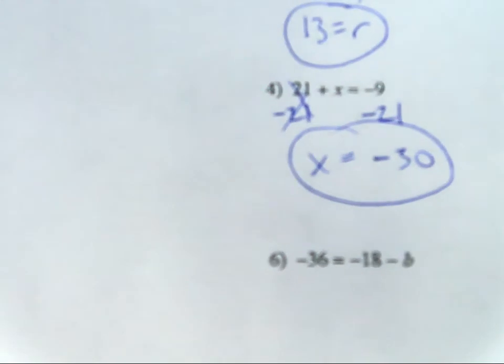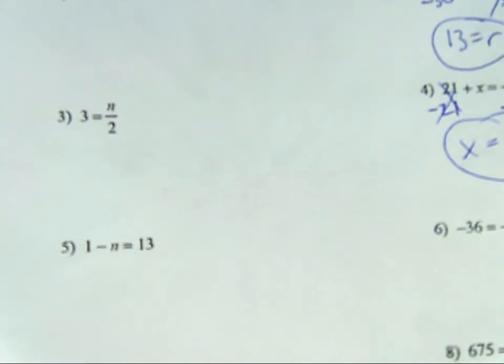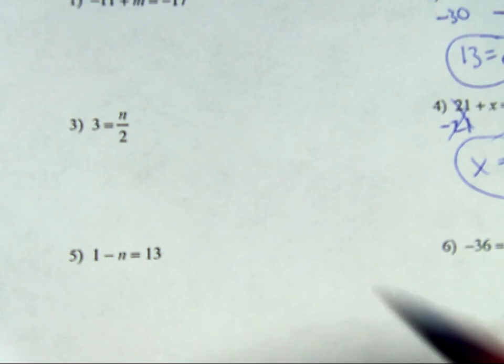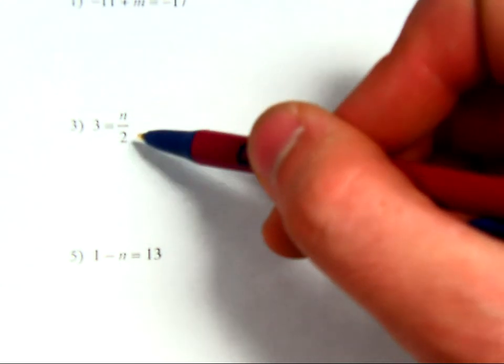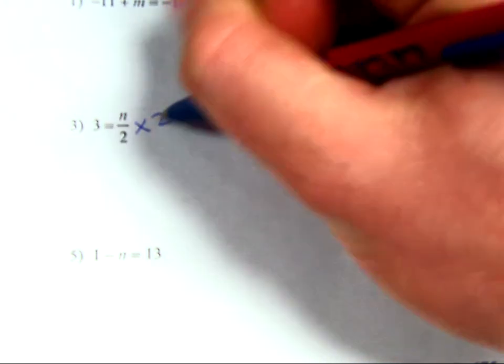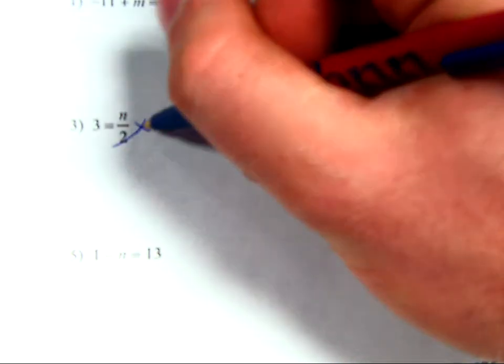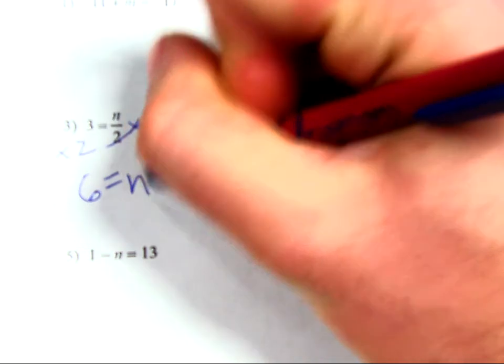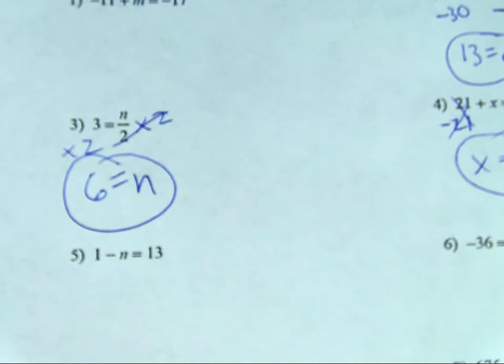Now, what is something that's not addition and subtraction? Over here, number 3, I have 3 equals n over 2, like a fraction. When I have a fraction, it basically means divide. So in order to undo division, I actually multiply by 2. That goes away because 2 times 1 over 2 is just 1. We can get rid of that. If I do times 2 on the right, I'm going to do times 2 on the left. 6, therefore, equals n. Okay?